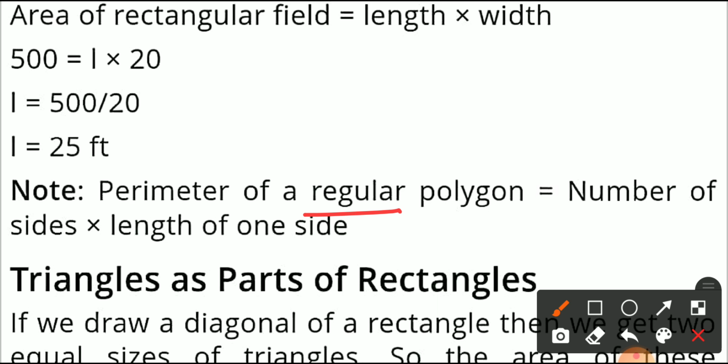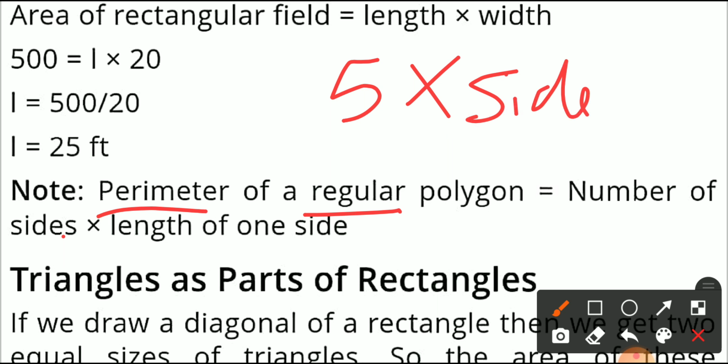Suppose a polygon contains 5 sides and you need to calculate the perimeter of it. So what you will do? To calculate the perimeter, you multiply 5 with the side measure given to you. Suppose you want to calculate the perimeter of a regular octagon. We know that the octagon contains 8 sides. To calculate the perimeter of a regular octagon, you need to multiply 8 by the side.